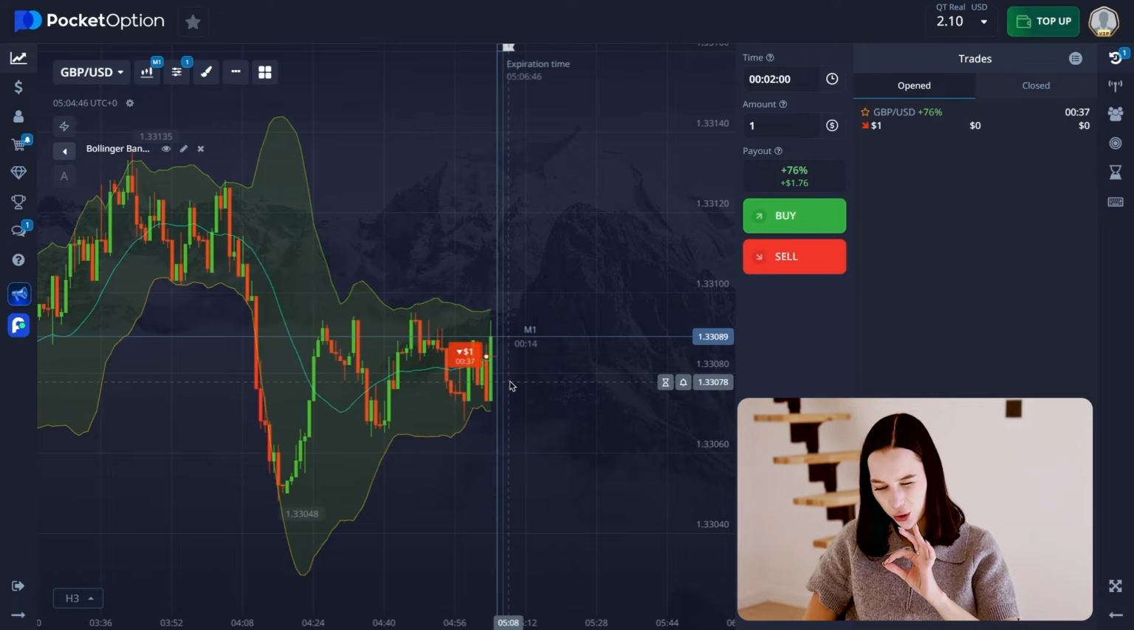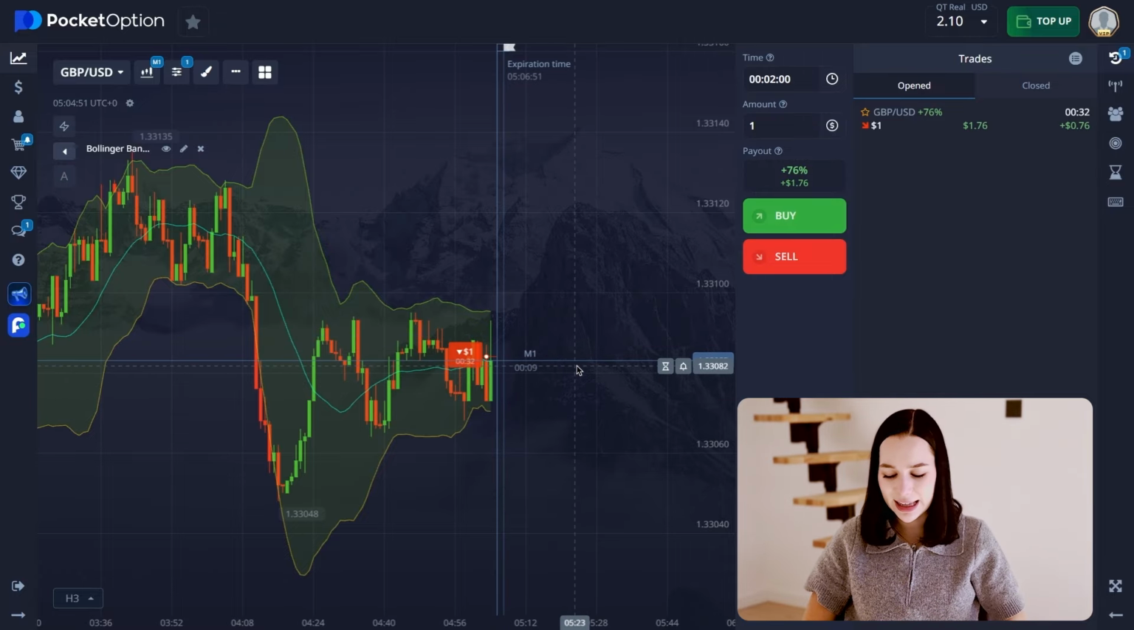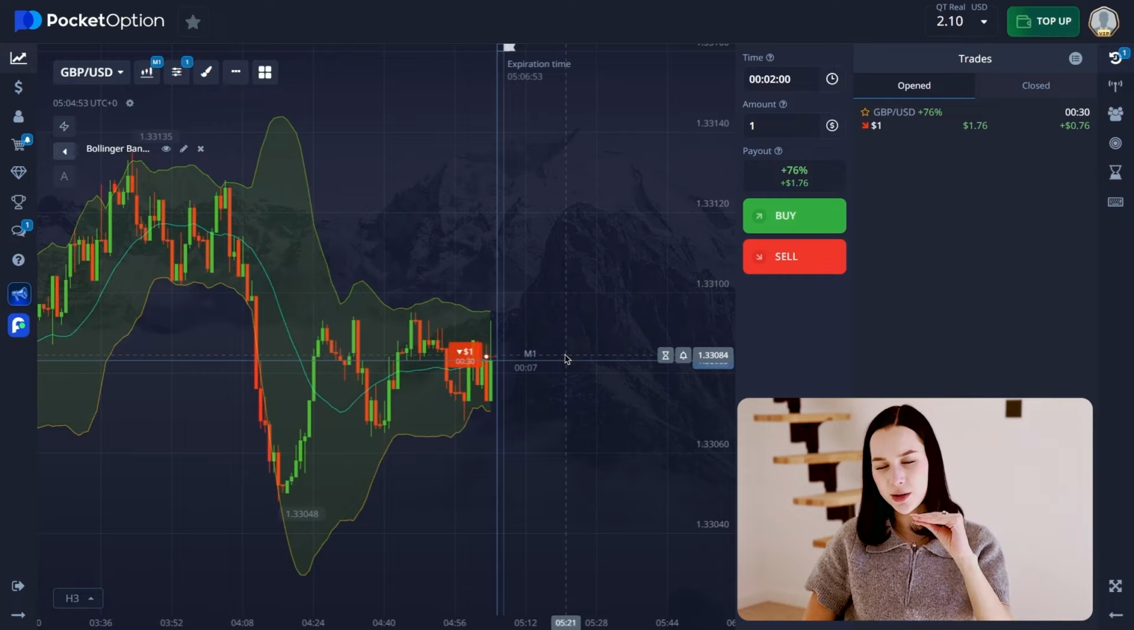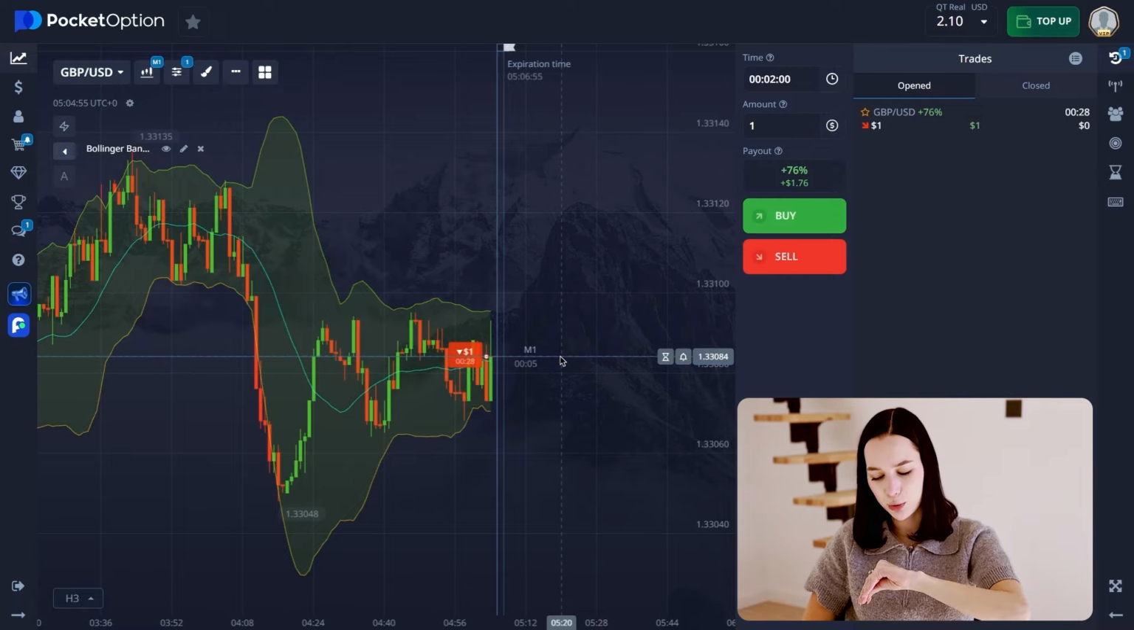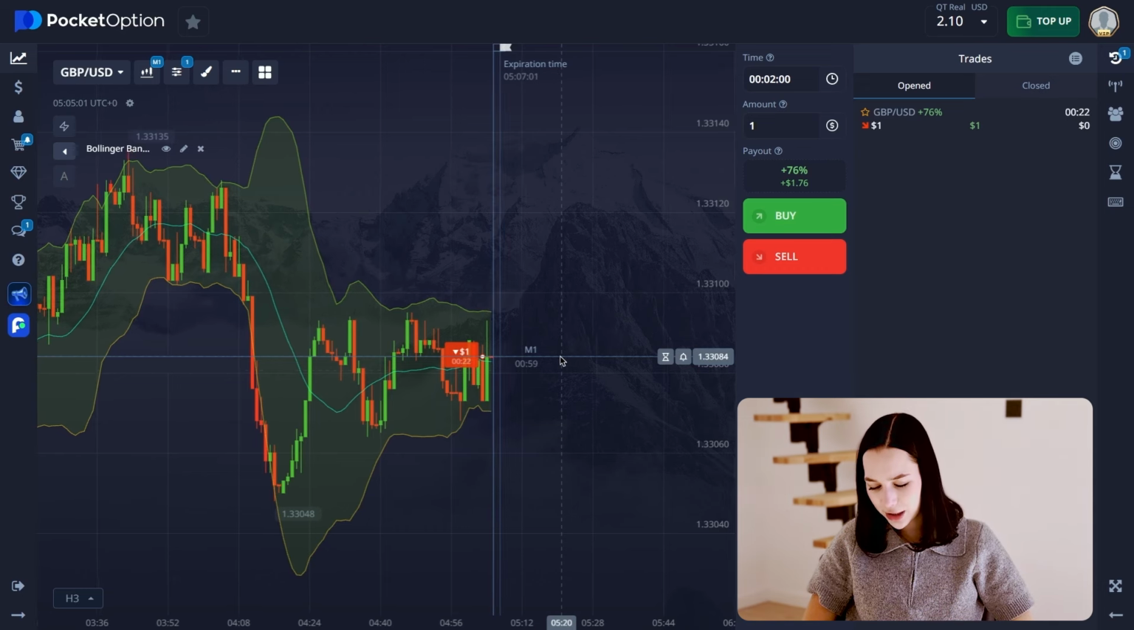So now we have 35 seconds. We're in the plus already, as you can see. But again, here's a lateral movement. Boom. It's achieving the resistance level, going back to the support level. Again, it's achieving the resistance level, going back to the support level. So everything here is pretty easy.